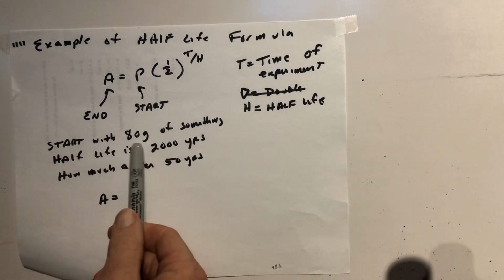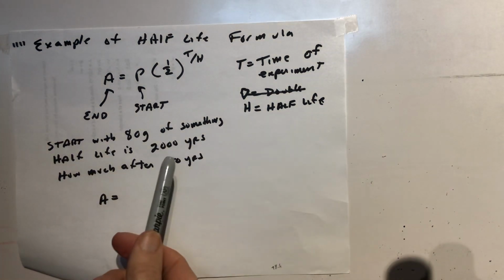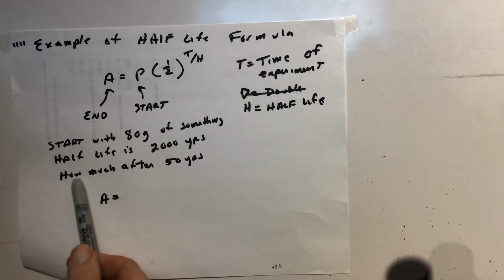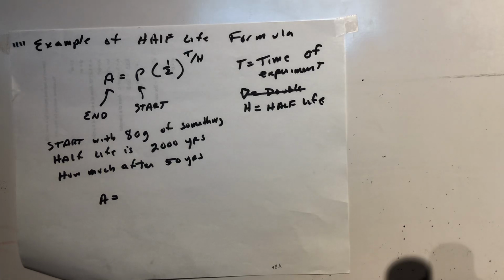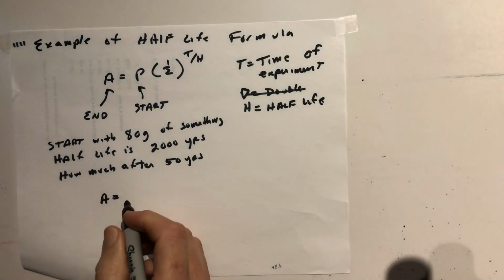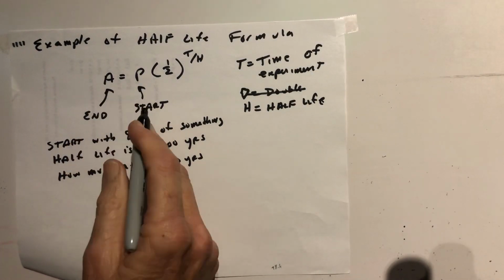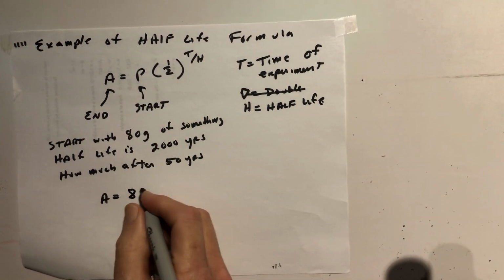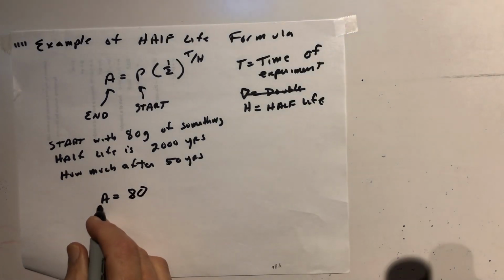We're going to start with 80 grams of something. The half-life is 2,000 years. How much will there be left after 50 years? So you always put what you start with, what you end. We're starting with 80 grams, and we don't know what we're ending with.